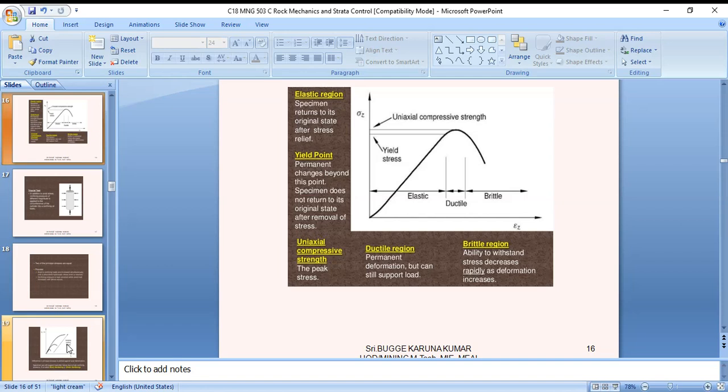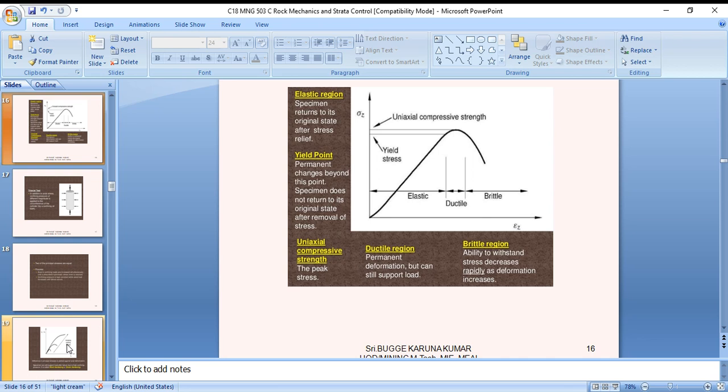Here the elastic region is where the specimen returns to its original state after the stress is relieved. Beyond this point there is a permanent change: the specimen does not return to its original state after removal of the stress. At the uniaxial compressive strength, the peak stress, in the ductile region there is permanent deformation but the specimen can still support load. Its ability to withstand stress decreases rapidly as deformation increases.